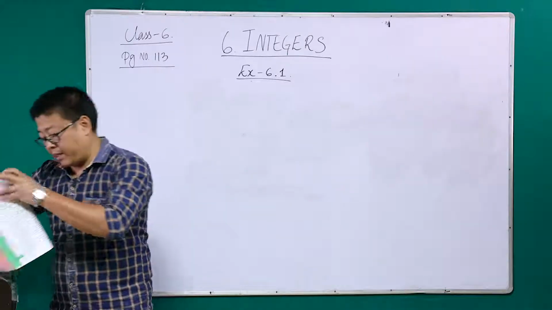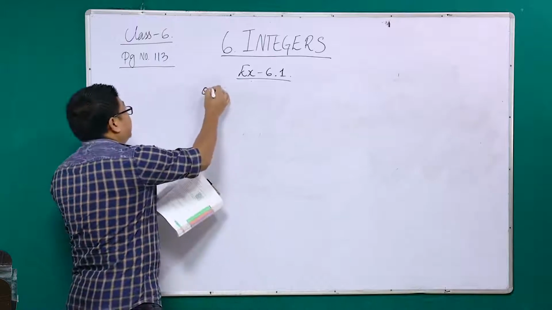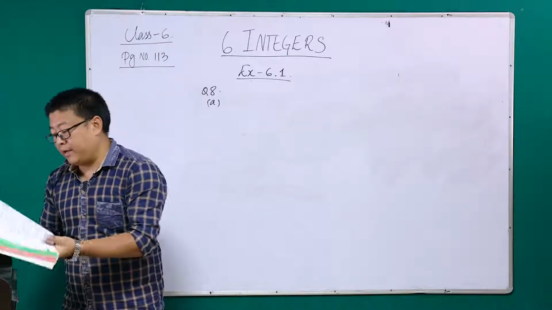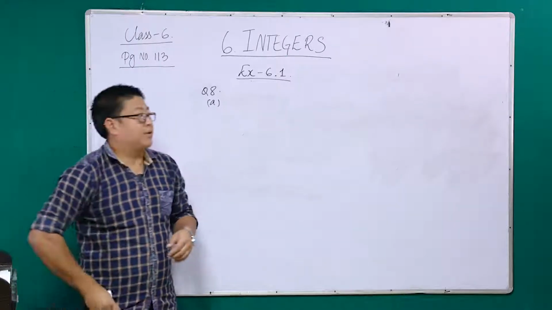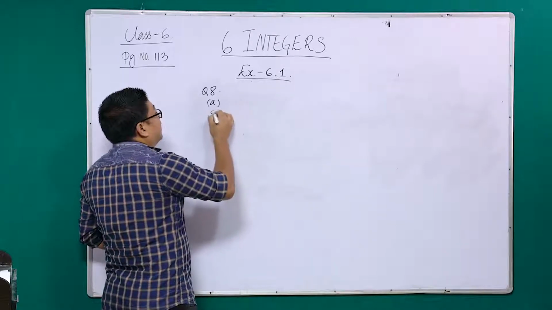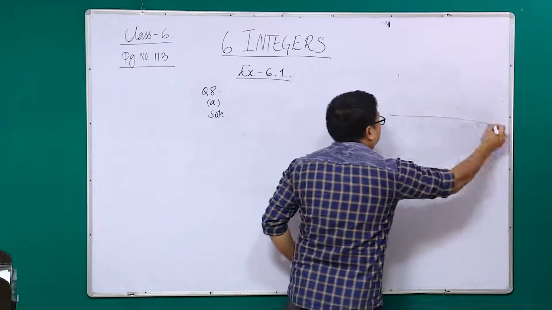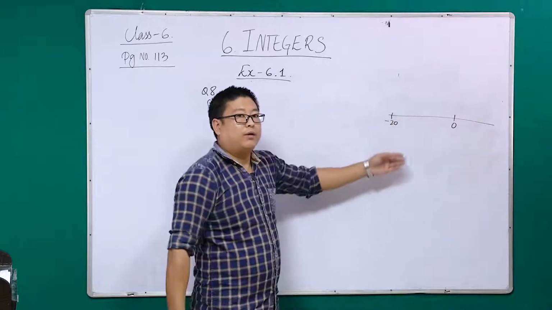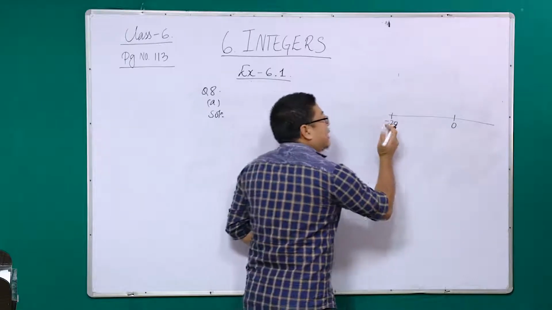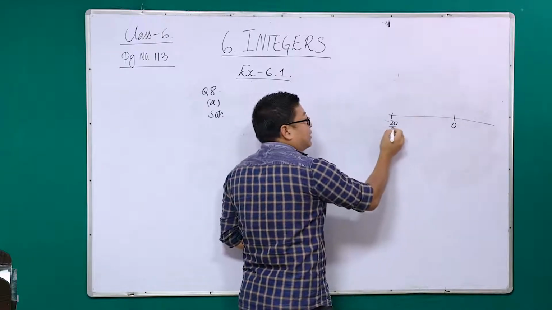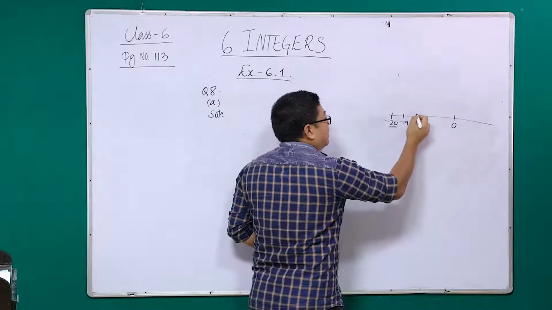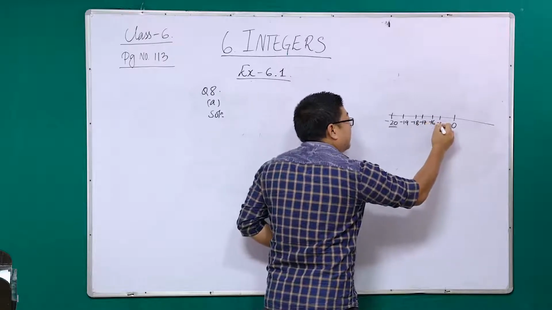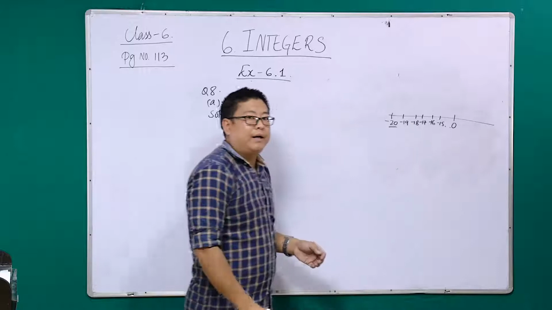Now let's look at question number 8. Question 8A. Let's read the question. Write 4 negative integers greater than minus 20. Greater than minus 20. If I draw a quick number line, I have 0 here. Let's say minus 20 is here, all right, on the left. Now greater means we have to move to the right. So after minus 20, it will be minus 19, minus 18, minus 17, minus 16, minus 15. It will go on like this till 0, right?